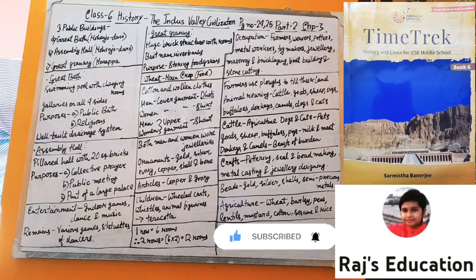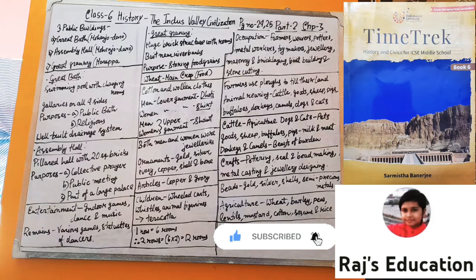They are the Great Bath, located in Mohenjo-daro, the Assembly Hall, also located in Mohenjo-daro, and the Great Granary, which is located in Harappa. So the Great Bath and the Assembly Hall are located in Mohenjo-daro, and the Great Granary is located in Harappa. Now we will learn about these three one by one. First comes the Great Bath.